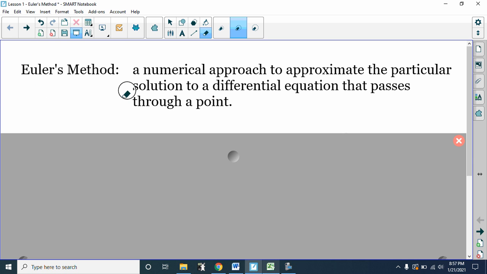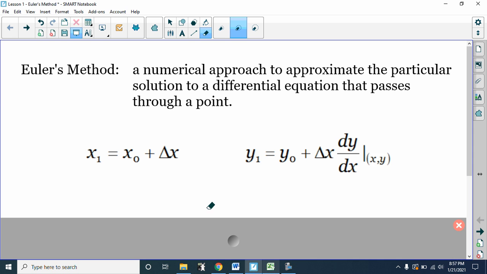So that was a long way of saying that we're looking for the particular solution, but won't always necessarily be able to find it. The way Euler's method works is we start with a point. We'll be given a point, x sub 0, y sub 0. Then you're looking for a new point on the curve. To find the new x value, you take the previous x value and add whatever our delta x is, and this is almost always given. To find your new y value, you take the previous y value plus your delta x times the derivative evaluated at the previous point.